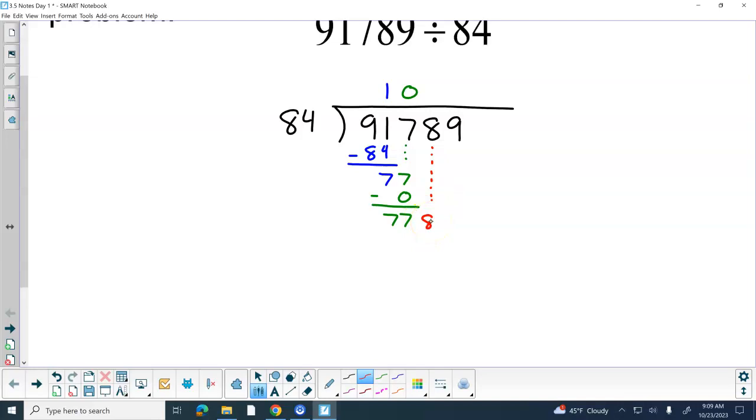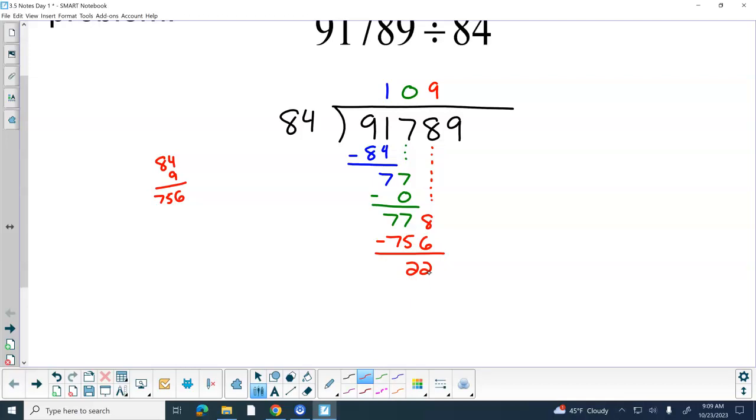Okay? How many times does 84 go into 778? 9. So now we might have to go over here, and we might have to go 84 times 9. Oh, that's 6. Carry the 3. That's 7. 56. Thank you. 22. Now what?